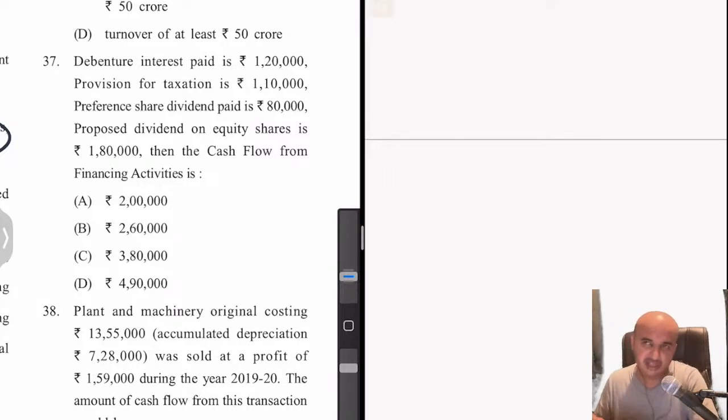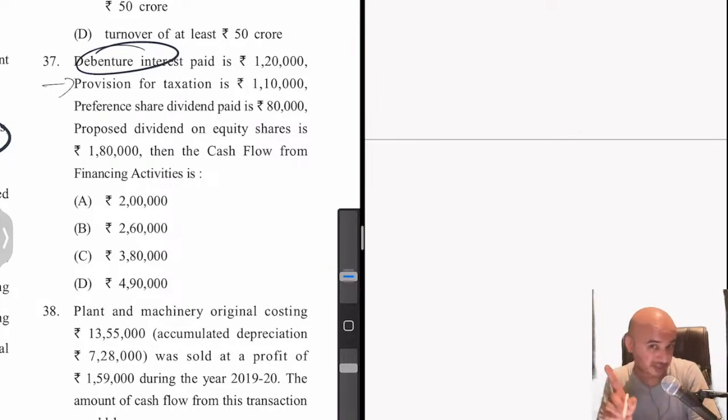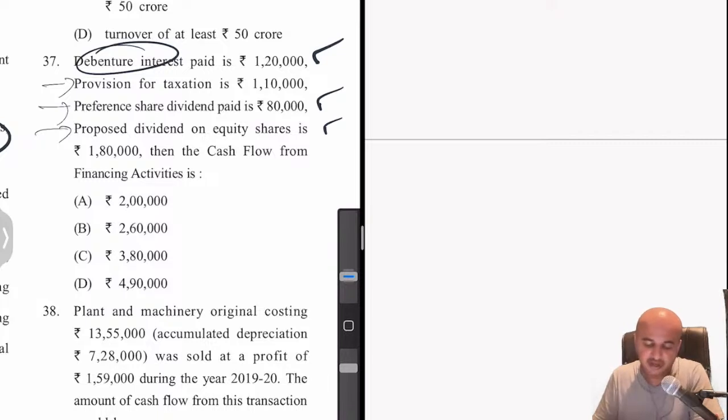See, financing activity is the activity which is related to raising money. So where have you raised money here? Debenture interest is related to raising money. Provision for taxation is not related to raising money. Preference share dividend is related to raising money because we would have raised money through preference shares. Proposed dividend on equity shares can also be considered a financing activity. But the problem with the equity share dividend is it is only a proposed dividend. That means we have not yet paid it.